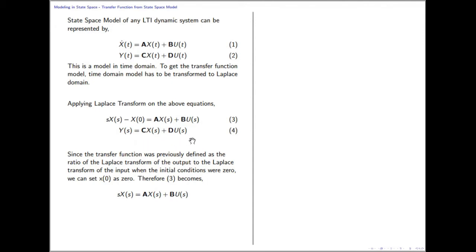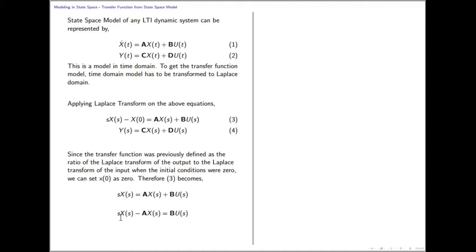So if we look at equation number four, we have got Y of s and U of s. The only problem here is we have another X of s also. So if you really want to relate Y of s and U of s, this X of s has to be eliminated, or X of s has to be written in terms of Y of s and U of s. That is possible from this equation. If I algebraically solve this equation, I can write X of s in terms of the matrices A, B and U of s. So what I do is I just take A into X of s to the left side.